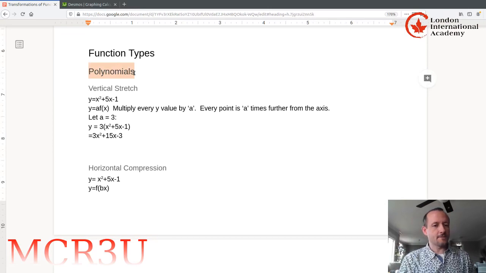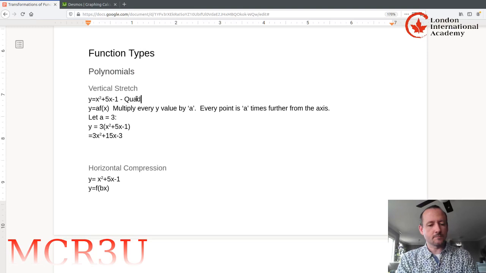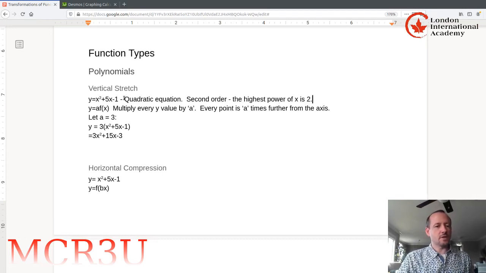So here we have an example of a polynomial function. This is a quadratic equation. It is second order. The highest power of x is 2, because we have an x squared there. So this function is y equals x squared plus 5x minus 1. And that's our function f of x.